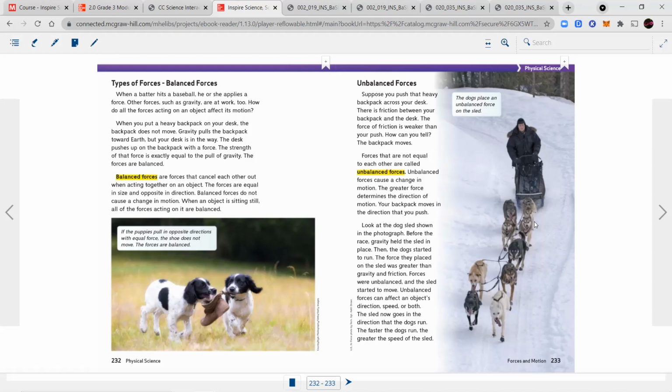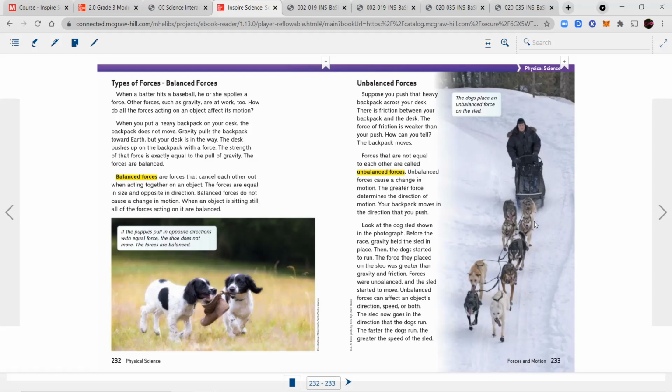Forces that are not equal to each other are called unbalanced forces. Unbalanced forces cause a change in motion. The greater force determines the direction of the motion. So the side that's pushing harder is going to decide which way your object is going to move. Your backpack moves in the direction that you push.